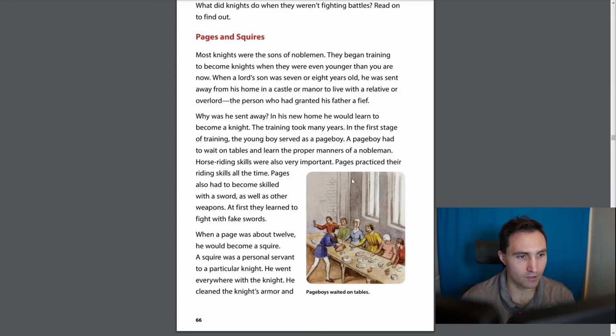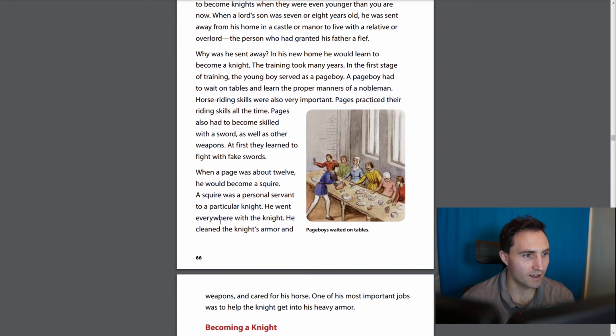That sounds similar to what we read in the Dynasties of China. Kids being taught at very young ages. Pages practiced their riding skills all the time. Pages also had to become skilled with a sword, as well as other weapons. At first, they learned to fight with fake swords.